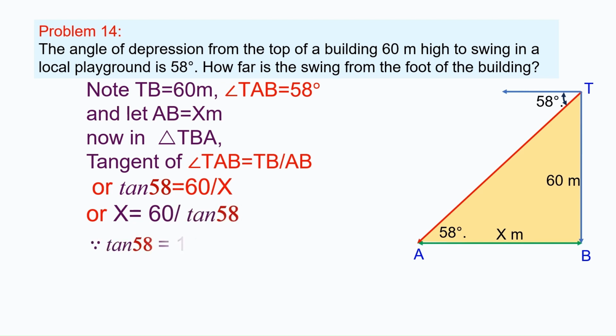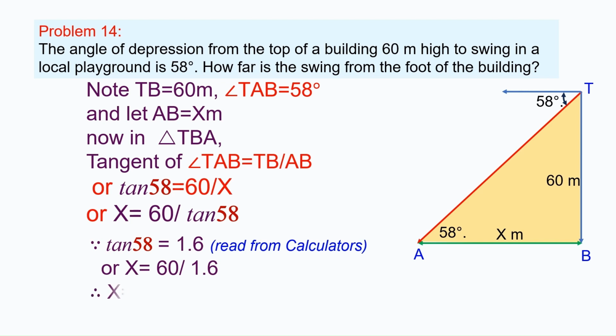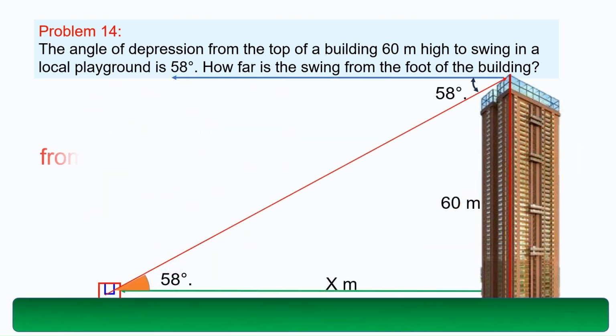Now read from calculators the value of tangent of 58 degrees, which is 1.6, or x equals 60 divided by 1.6. Therefore x equals 37.5. From the foot of the building, the swing is 37.5 meters far.